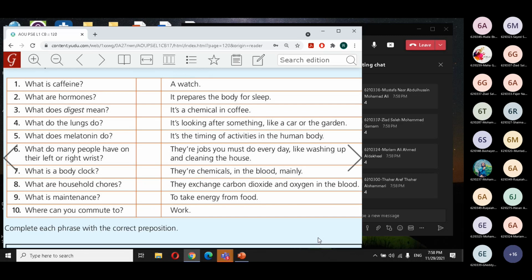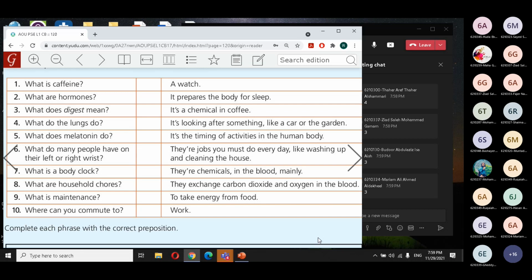And the next one, I said before that it's very important, and it's a question in the final. To take energy from food. Digest. Number 3. What does digest mean? We said digest in Arabic means to digest. In English, digest means to take energy from food. When you eat food, your body digests the food to give your body the energy. So digest means to take energy from food.